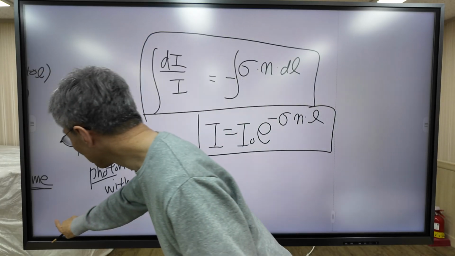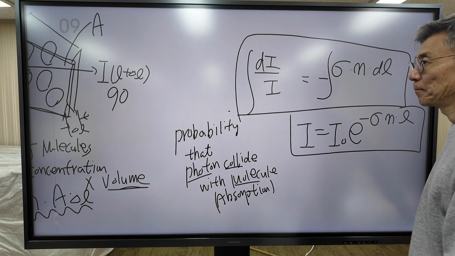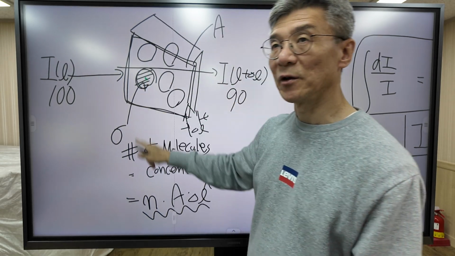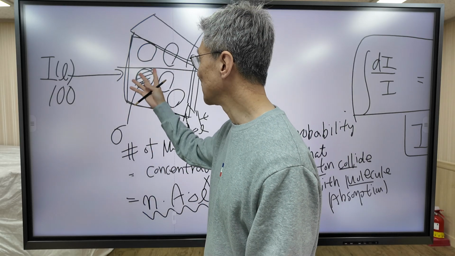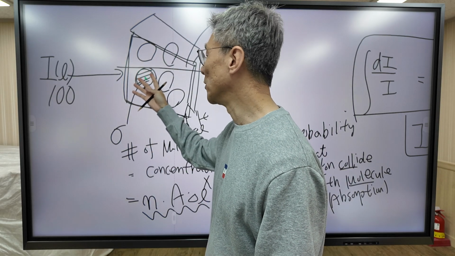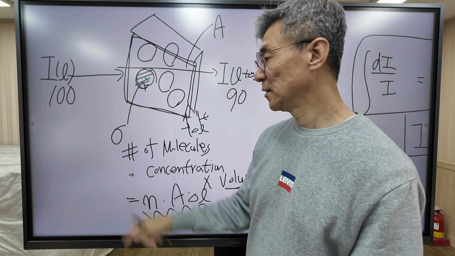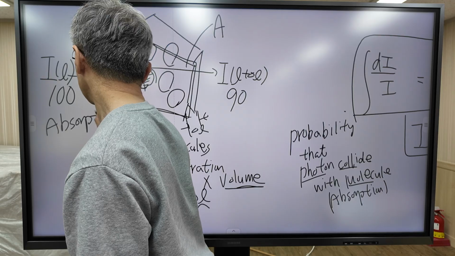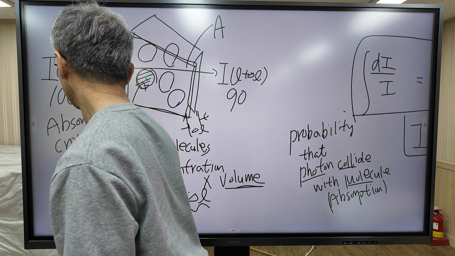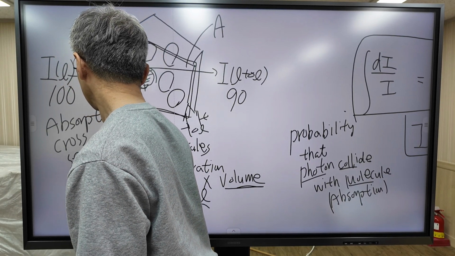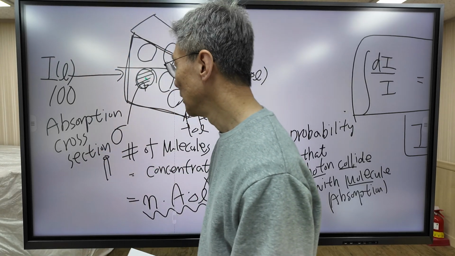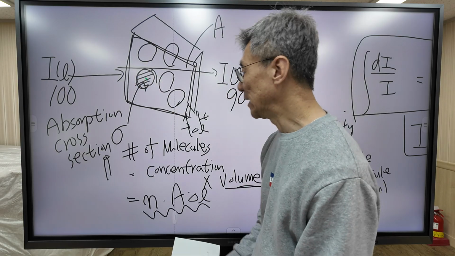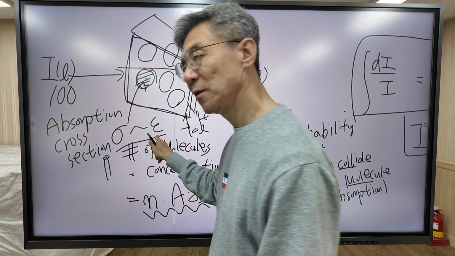The sigma is the area of a single molecule. When sigma is large, the probability that a photon collides with the molecule increases, so absorption increases. This sigma is called the absorption cross section. When the absorption cross section increases, the probability that a photon collides with this molecule increases, so absorption increases. So it is related to the absorption coefficient.